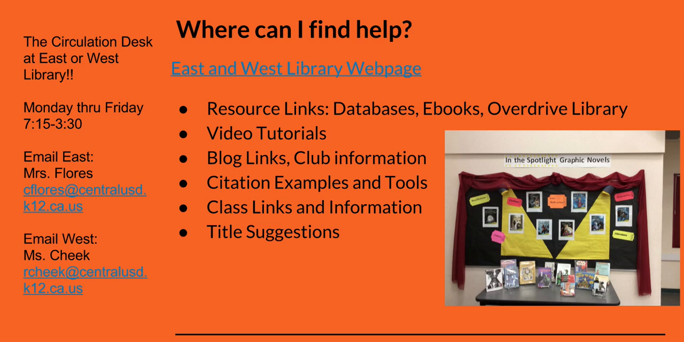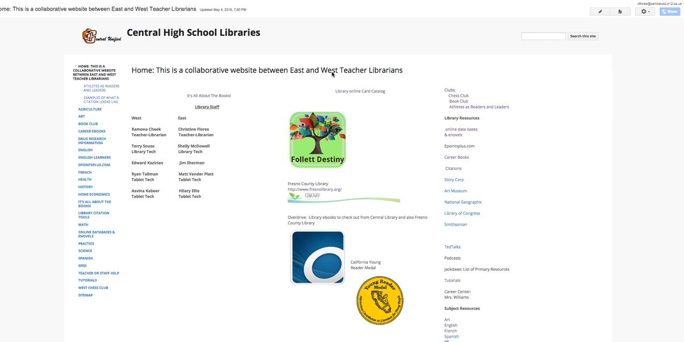So where can I find help if I need it? Well, you can always find help at the library webpage. Our library webpage has lots of different tutorials and help for you. If you need teacher or staff help, again, follow the left-hand side. You've got your citation help. You've got different books, career ebooks. You've got book clubs, chess club, athletes as readers and leaders to get involved in things.